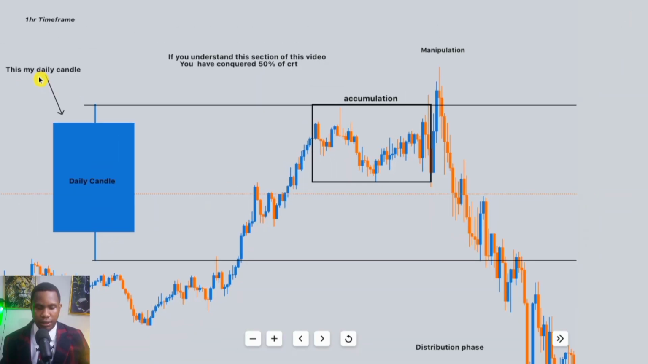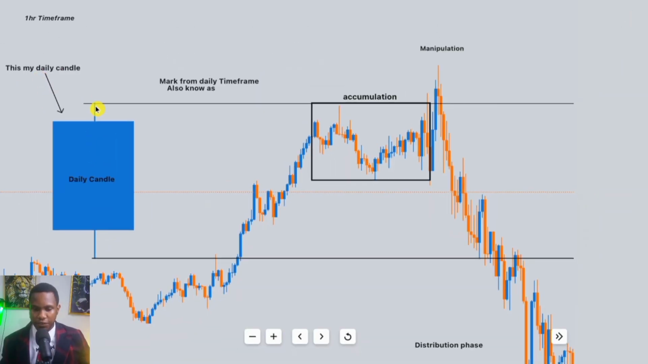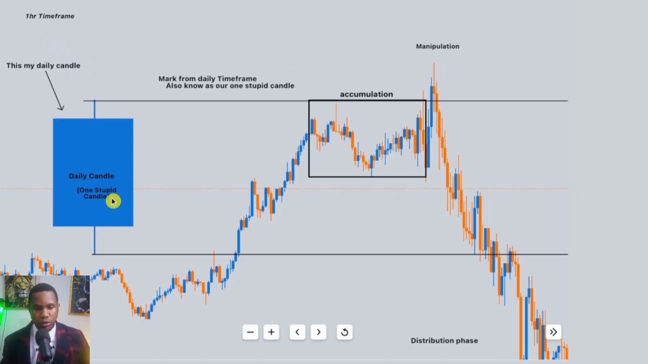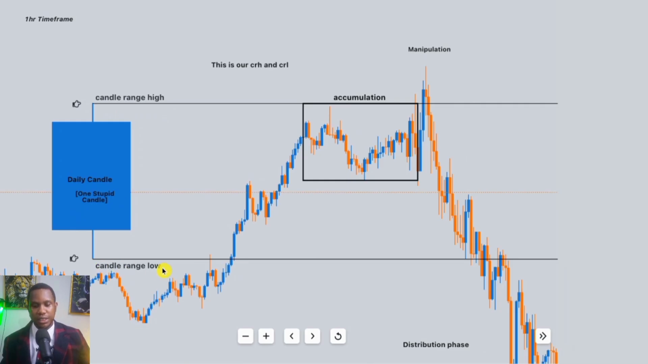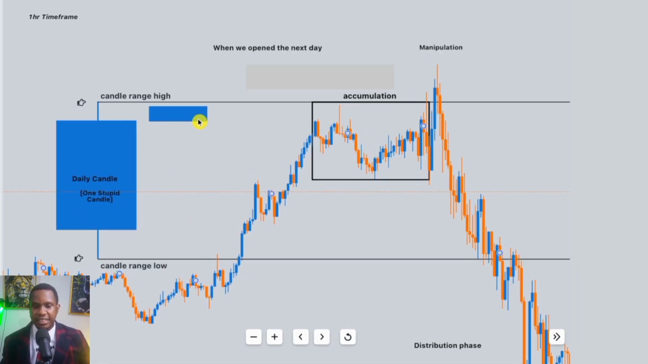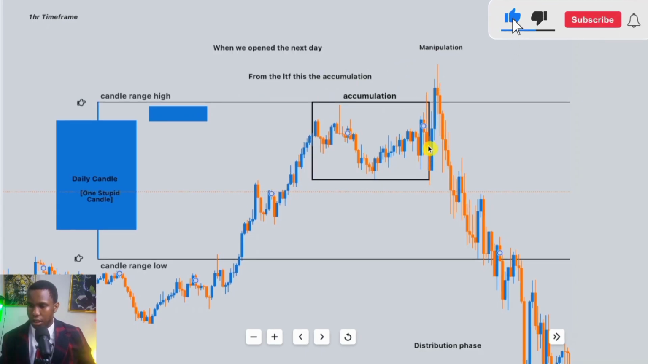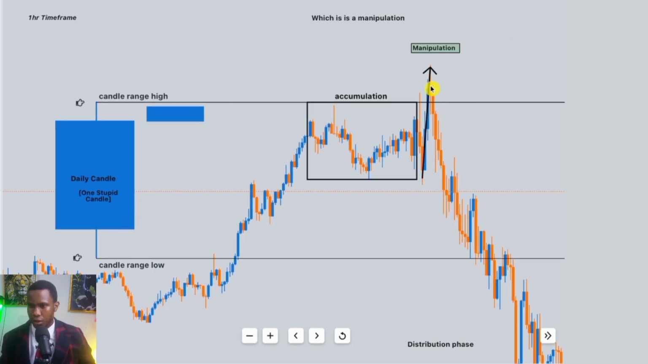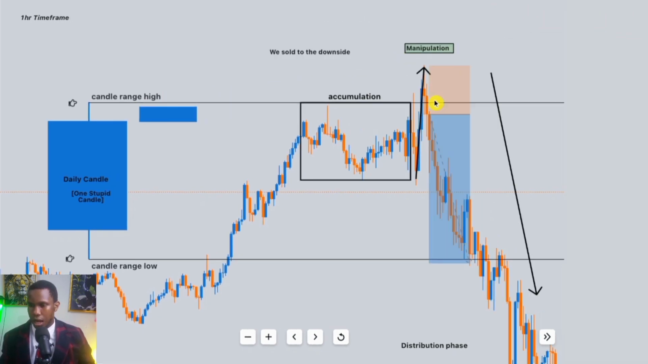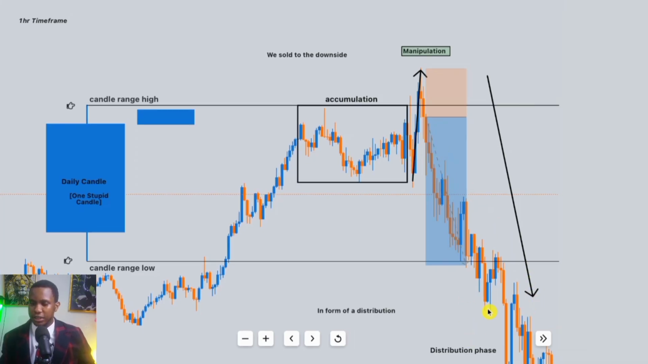Watch closely. This is our daily candle marked from the daily time frame, also known as what? Our one stupid candle. This is our candle range high. This is the candle range low of it. When we opened the next day from the lower time frame perspective, this is how it moved. An accumulation, and when it swept our candle range high, which is a manipulation, guys, and had a downside movement, which is in the form of what? A distribution.